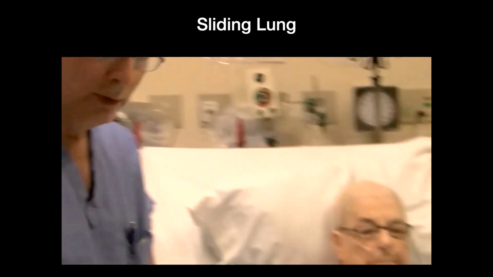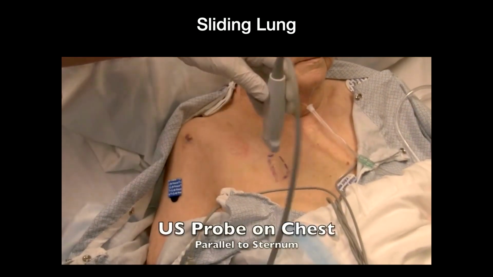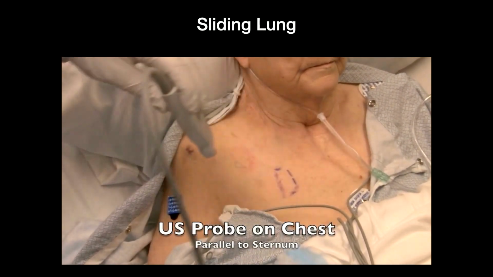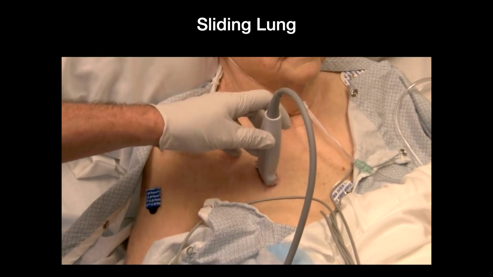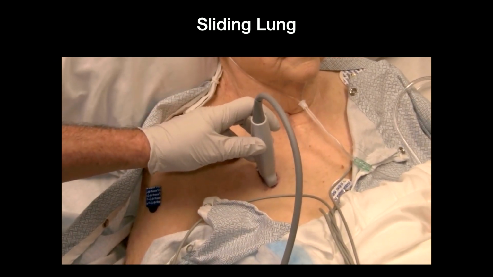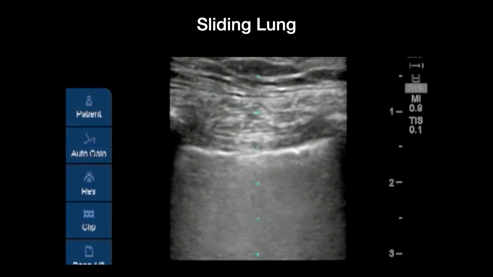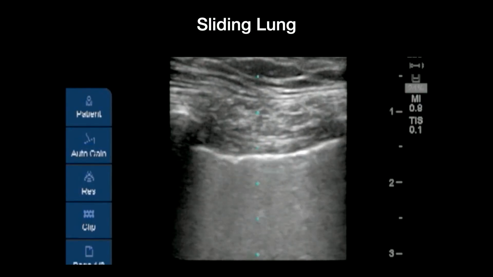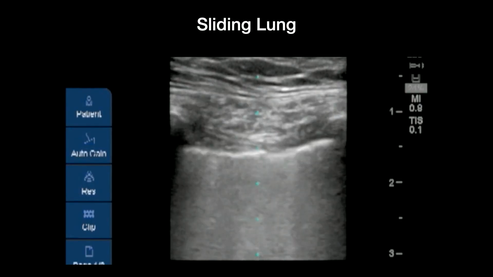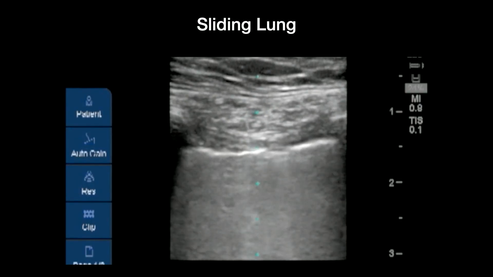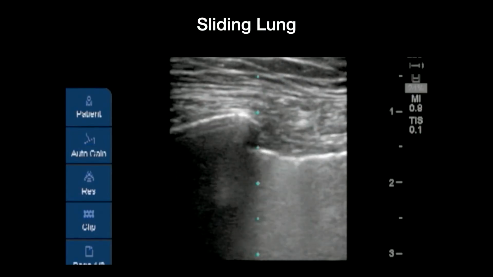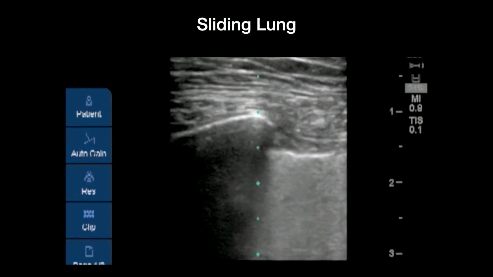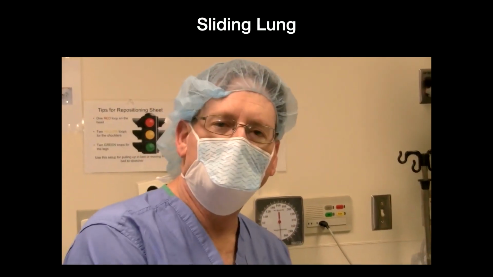The way we do this is we take the ultrasound probe. Basically, we're going to put the ultrasound probe parallel to the sternum in the upper chest, and I've marked out the area where this is. We're going to watch the patient. We can see the visceral pleura sliding against the parietal pleura, and we can see some nice vertical comet tails. When you see this, you do not have a pneumothorax. So we're going to repeat this after the procedure.